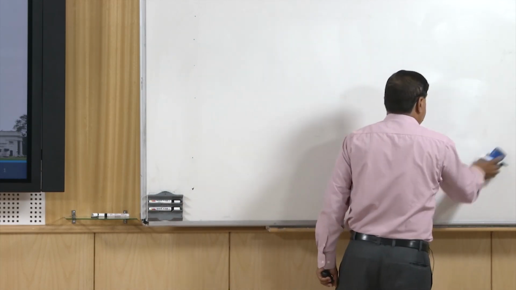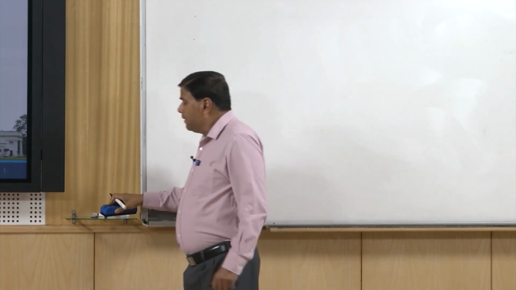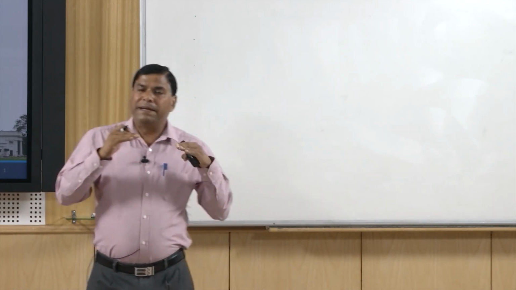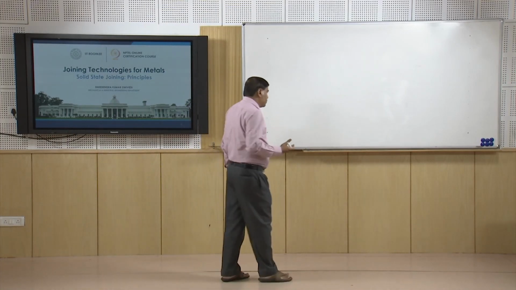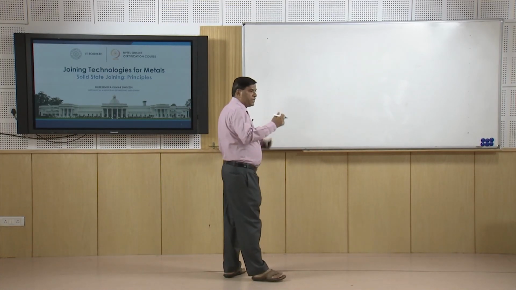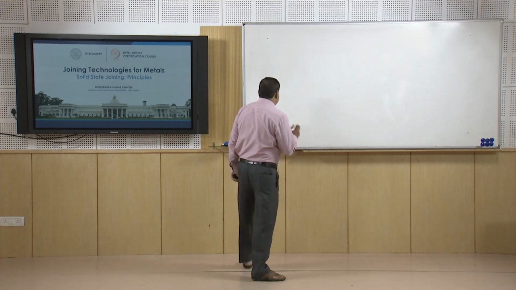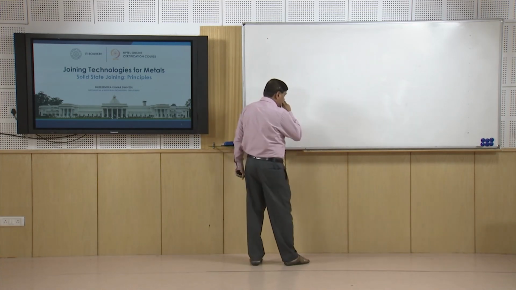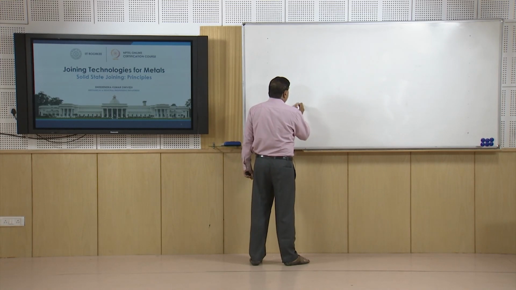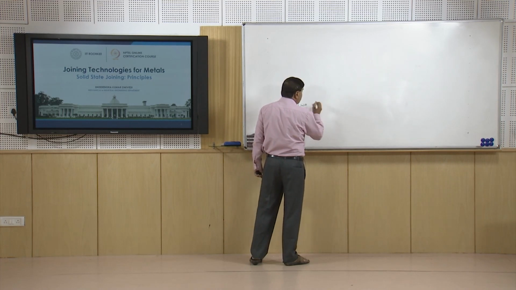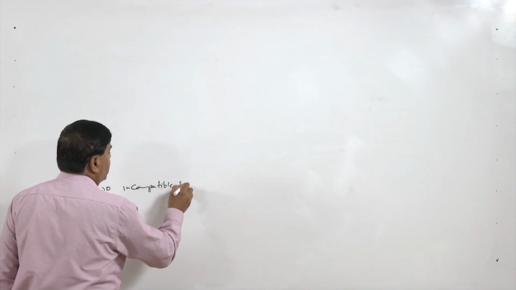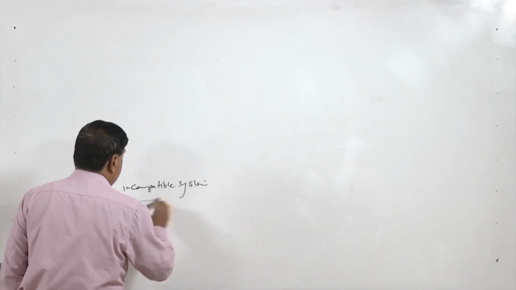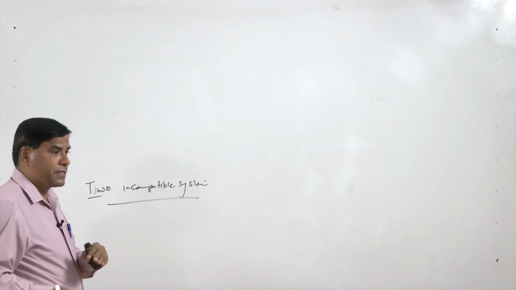So, those systems which are sensitive to such kinds of problems are preferred to be joined by solid state processes. In solid state joining processes, the metallic continuity is obtained in the solid state itself, and there is no need to have things in the molten state. Another case is two completely different, metallurgically incompatible systems. Incompatible systems can also be joined using solid state processes.